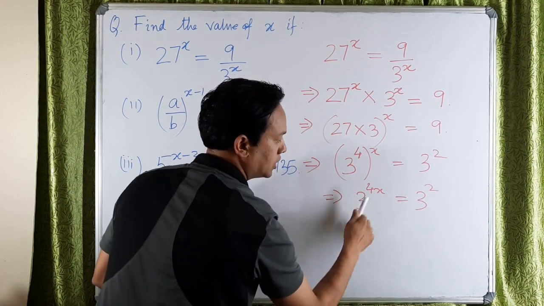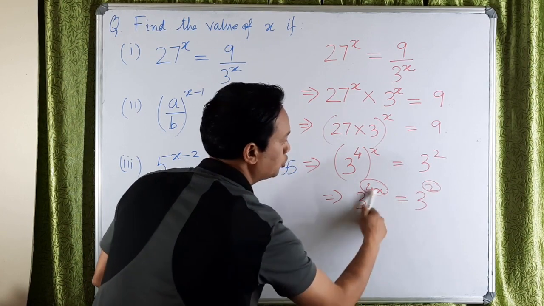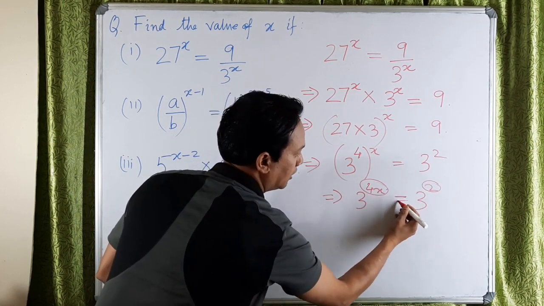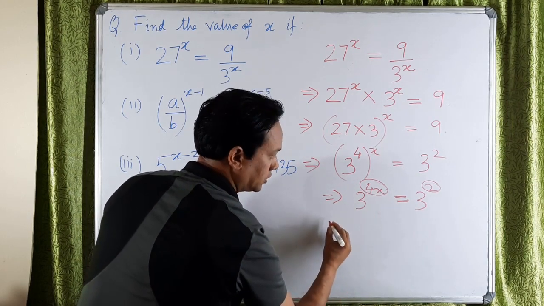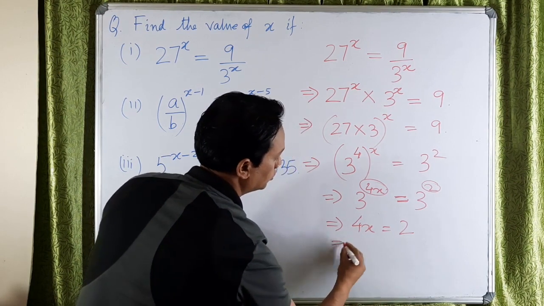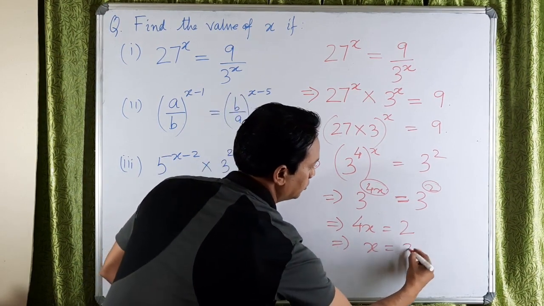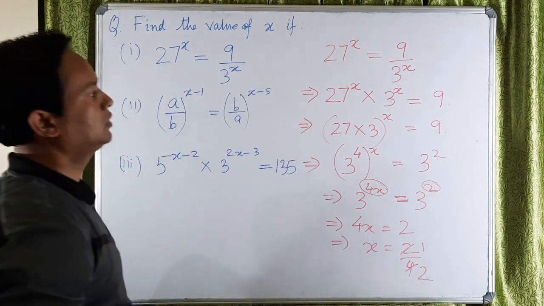So if the base is same, so 3 square, this number 4x and 2 should be same, otherwise left hand side and right hand side won't be equal. So we'll write there, this implies that 4x should be equal to 2. So x will be equal to 2 by 4. Cancel, we'll get 1 by 2.